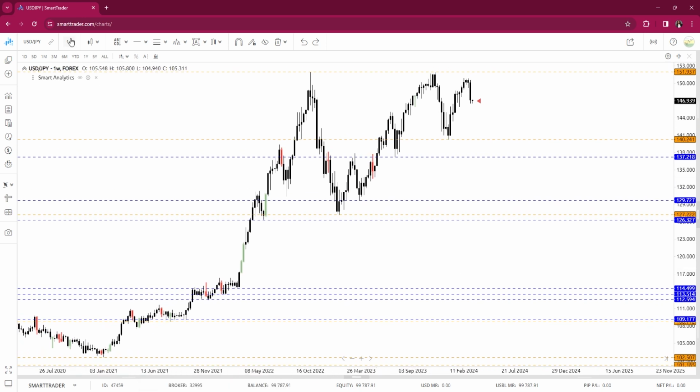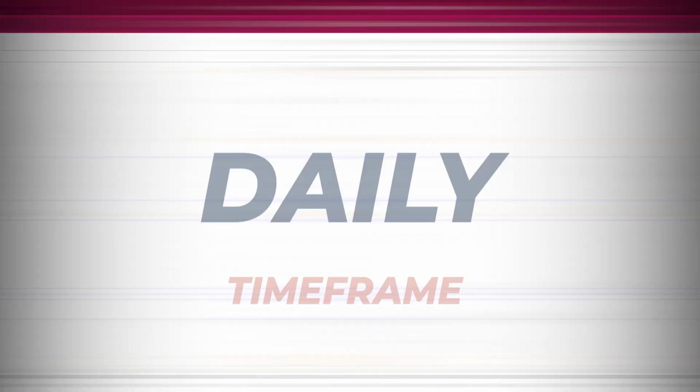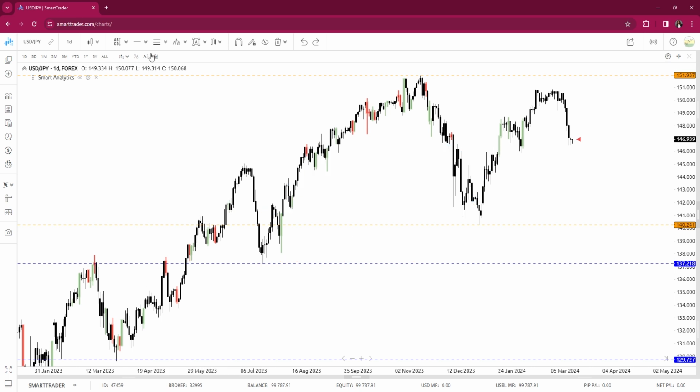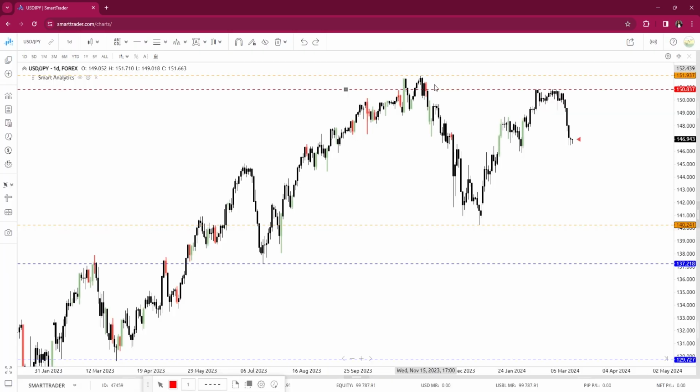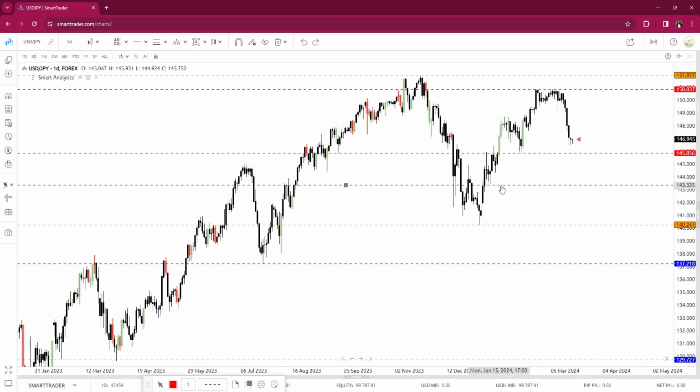So now that I've done that, I'm going to go down to the daily and guess what I'm gonna do? The same thing I just did. So I'm gonna identify my floors and my ceilings on this time frame as well. And then what I'm gonna do after that, I'm gonna pull out my fib tool that kind of assists me to figure out what direction we going in.